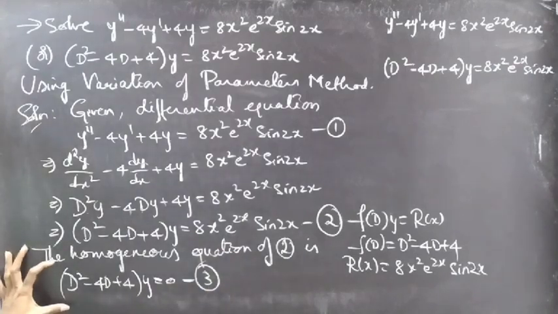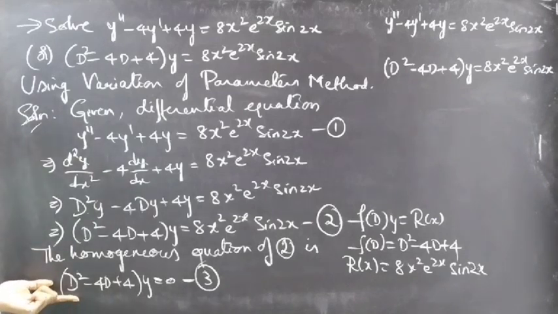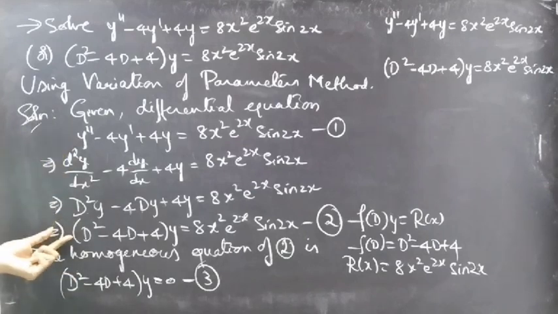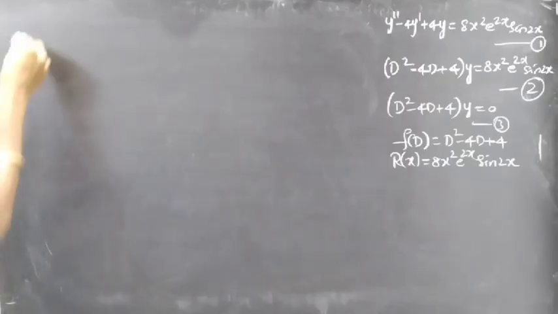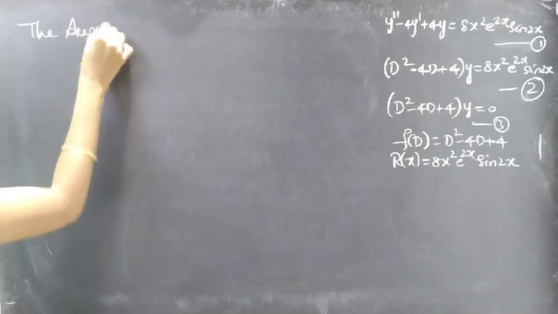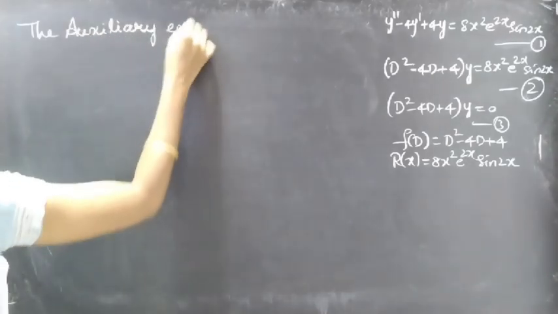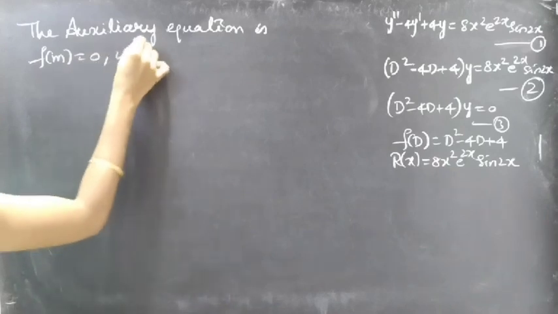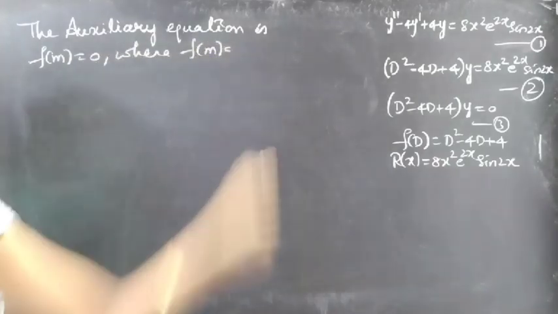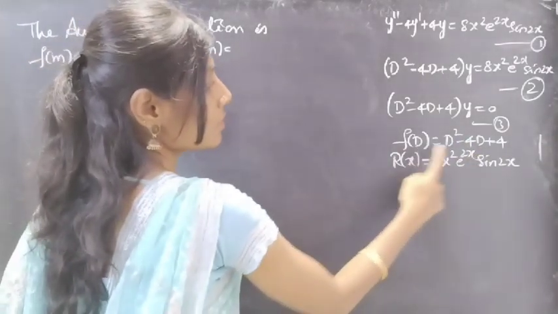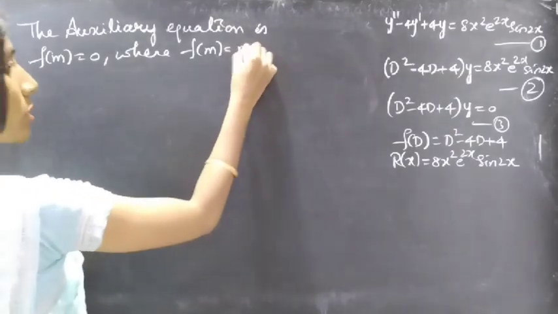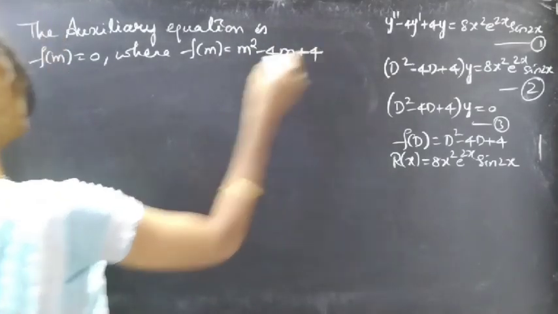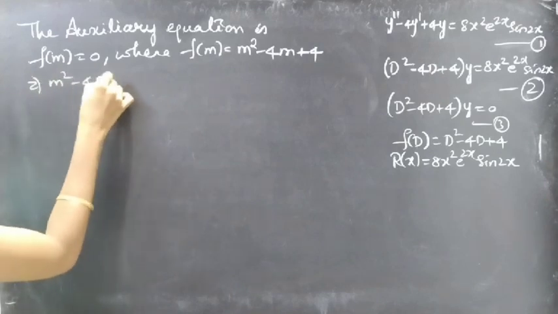Now we'll find the solution to this homogeneous equation using the auxiliary equation, and later, using the solution of the homogeneous equation, we'll find the general solution of equation 1 and equation 2. Now coming to the auxiliary equation, the auxiliary equation is f(m) = 0, where f(D) is D² - 4D + 4. Let's replace the differential operator D by m, so that f(m) = m² - 4m + 4, and the auxiliary equation becomes m² - 4m + 4 = 0.